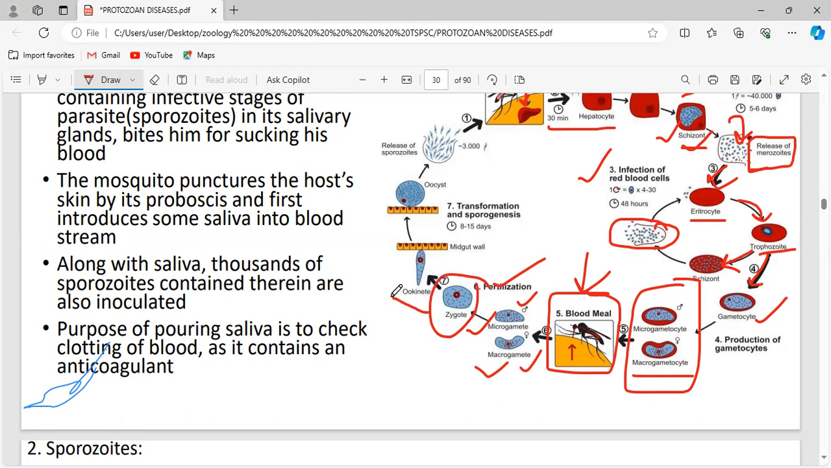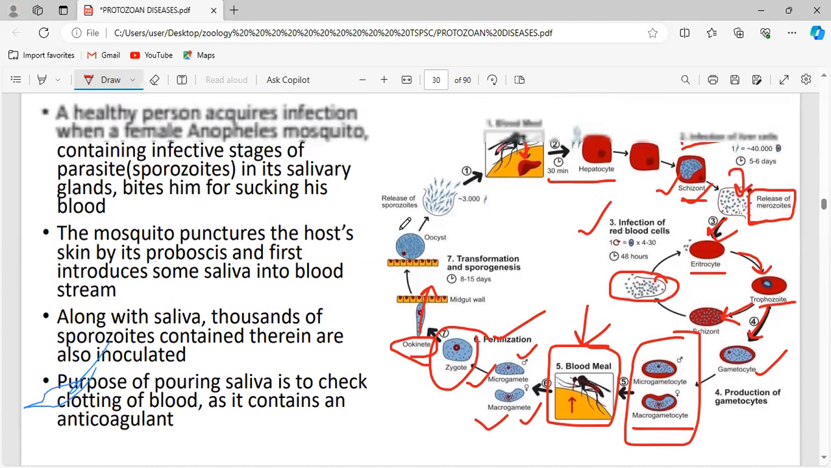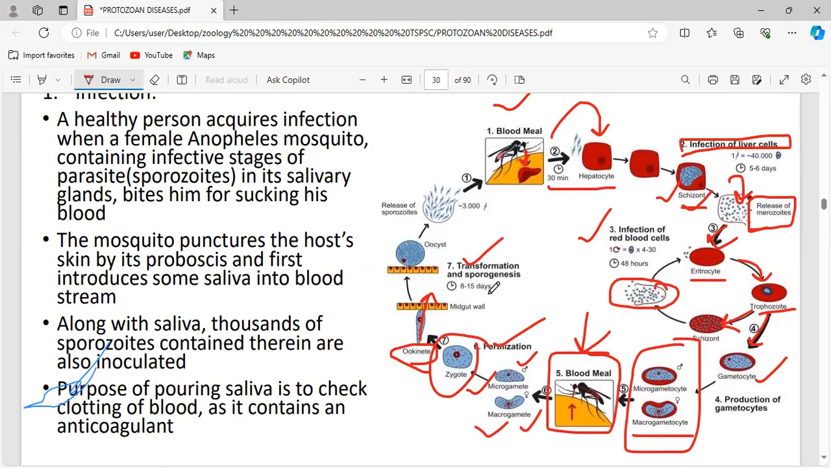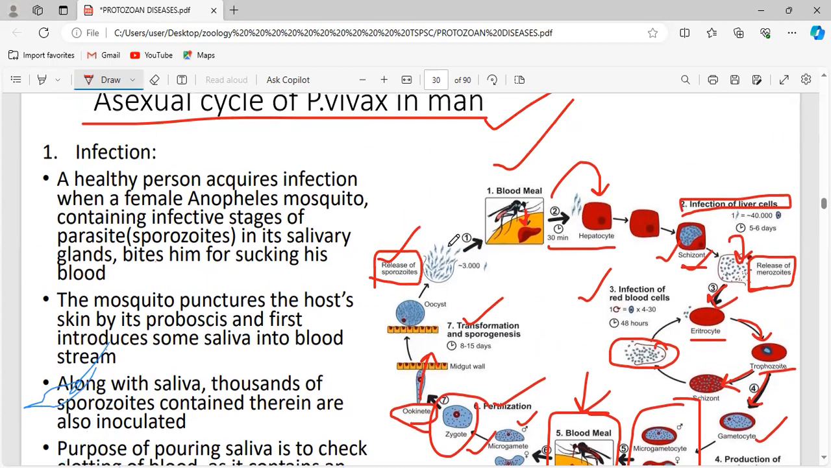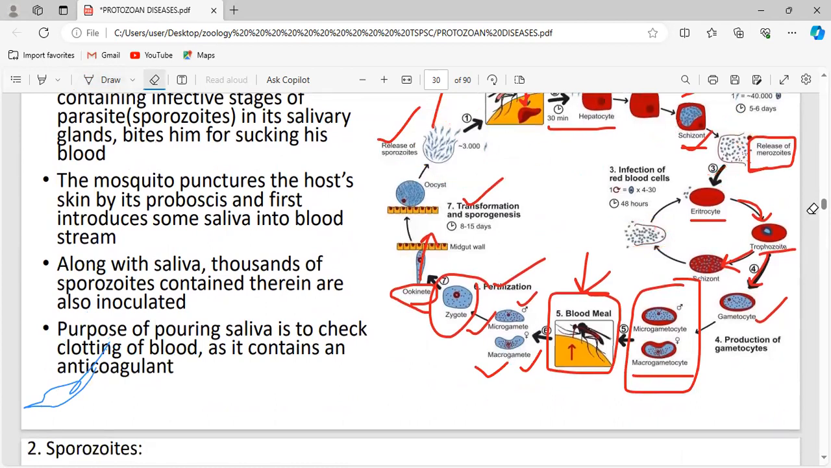Now this zygote is converted into the ookinete, and they cross the midgut wall and reach the salivary glands. There happens the sporozoite. This ookinete will be converted into the sporozoite. Under the process, they are going to release many sporozoites. Again, in the salivary glands of the mosquito, they contain the infective stage called the sporozoite. When it bites a normal healthy person, the mosquito will continue the infection. This is what is happening here, and the cycle will continue. Clear?